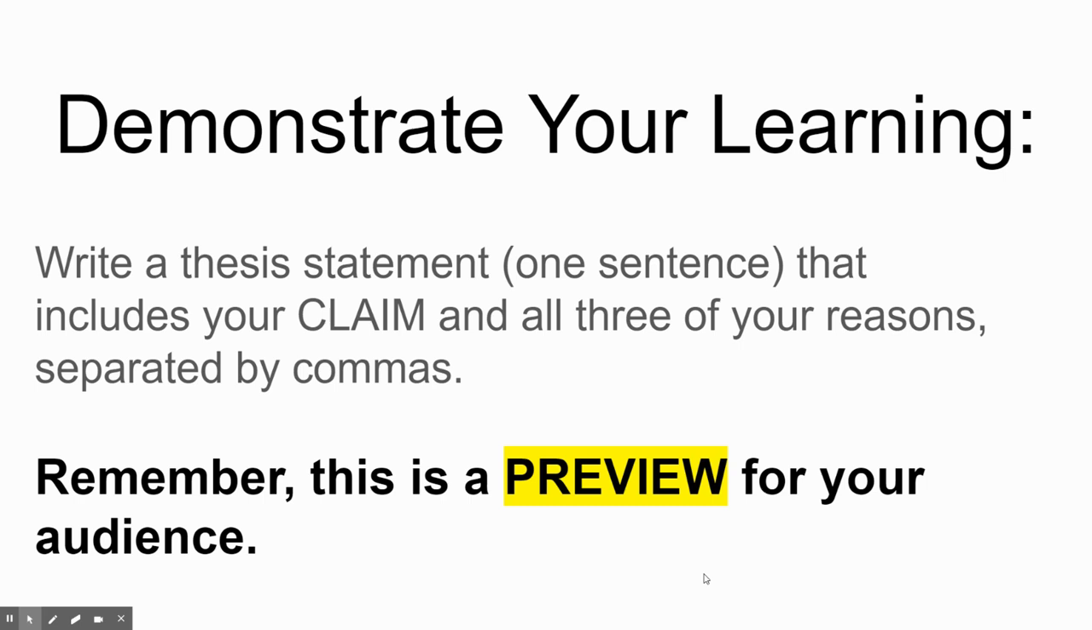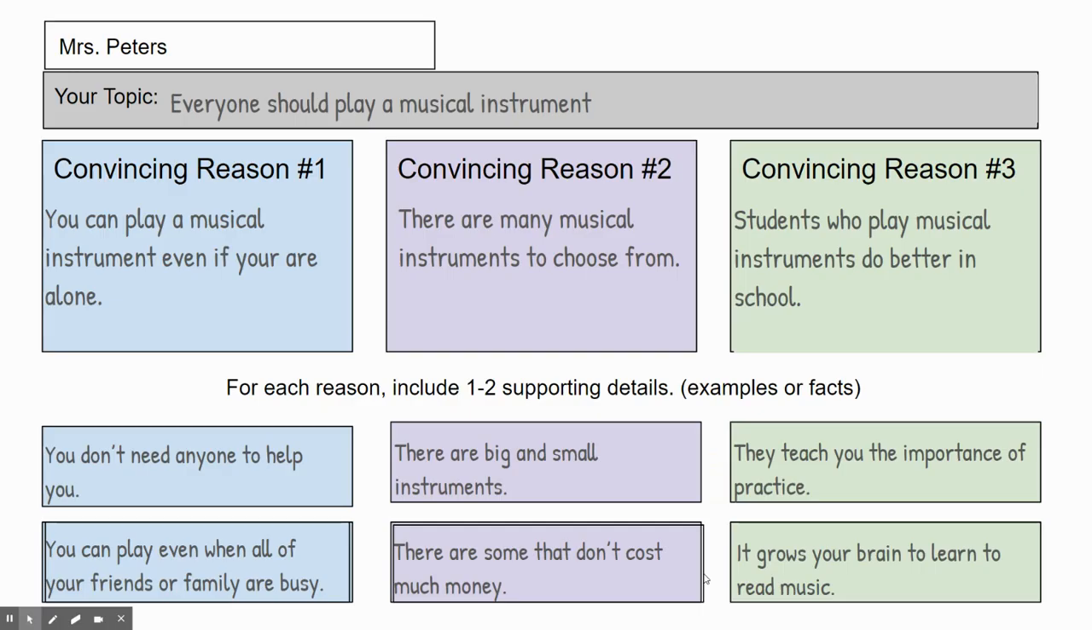So what is a thesis statement? Well, it is one sentence that includes your claim and all 3 of your reasons separated by commas. Remember, though, that this is a preview for your audience. We're not including those great supporting details. Those the reader and the listener is going to hear later. Now, I think something that might be confusing to some of you is that you want to take those reasons and you want to include each of them as a sentence. And what we're going to try and do is make one sentence, excuse me, that has parts of those reasons.